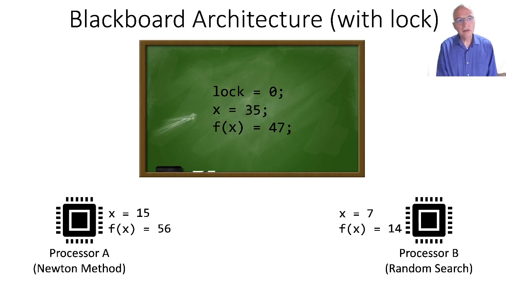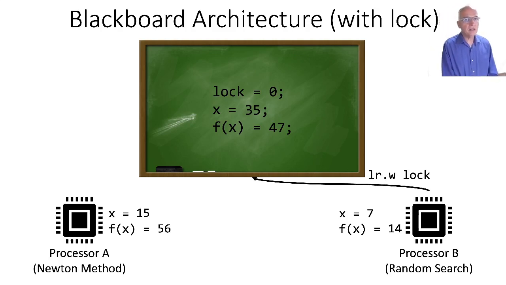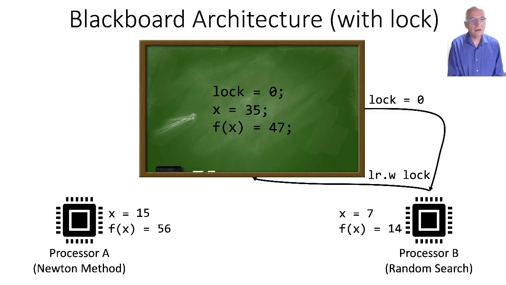So now, besides x and f of x, the blackboard architecture also has a lock. And what we're going to do now, before a processor even reads the board, it will acquire the lock to ensure that it's the only processor that is accessing the board at that point. So it's going to do a load reserve of the memory position that contains the lock, and it will return the value of lock equals 0 in this case, indicating to processor B that nobody else is accessing the board.